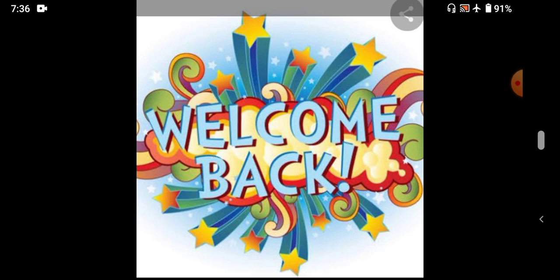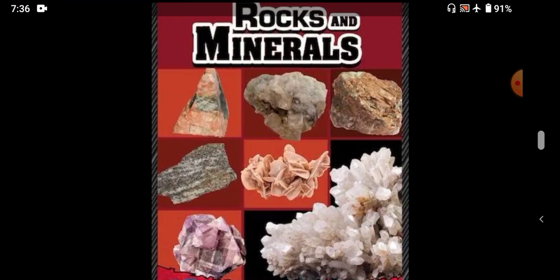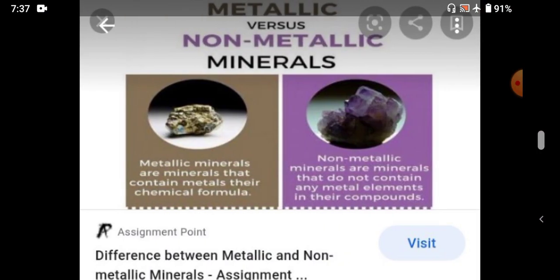Okay, students. In the previous class, we discussed one of the important types of natural resource, that is minerals. Let us recollect a few important points about these minerals. On the basis of chemical and physical properties, minerals are grouped under two categories. Students, what are the two categories of minerals? Very good. Metallic minerals and non-metallic minerals.